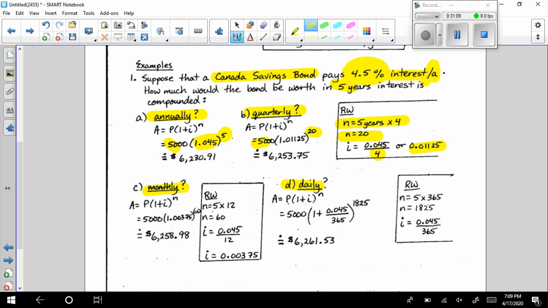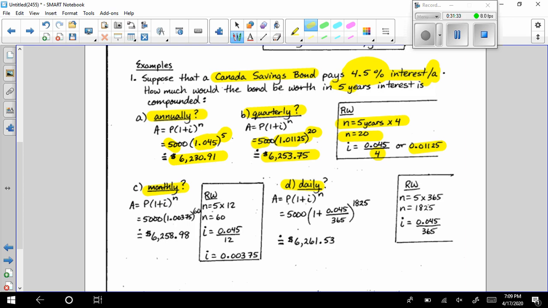So you take your annual rate and divide by 4 when interest is calculated quarterly. That goes after the 1 inside the brackets. It came out to approximately $6,253.75. That's higher than what I had previously. It's roughly almost $23 more.